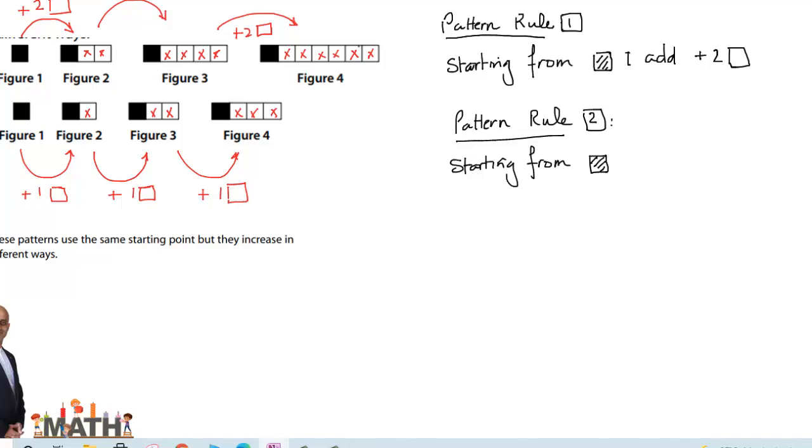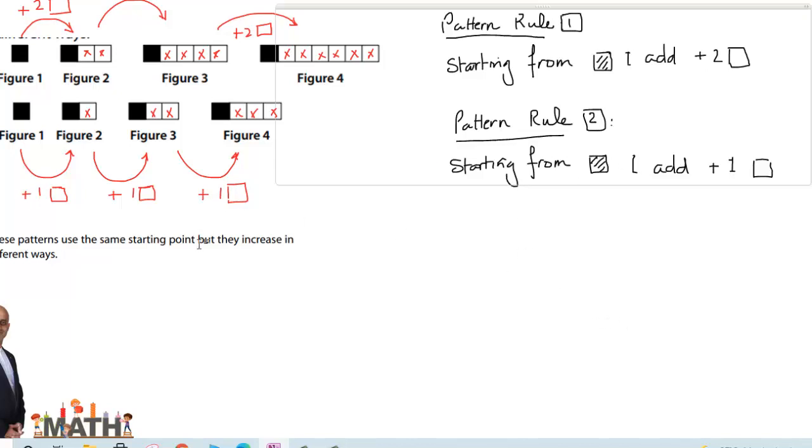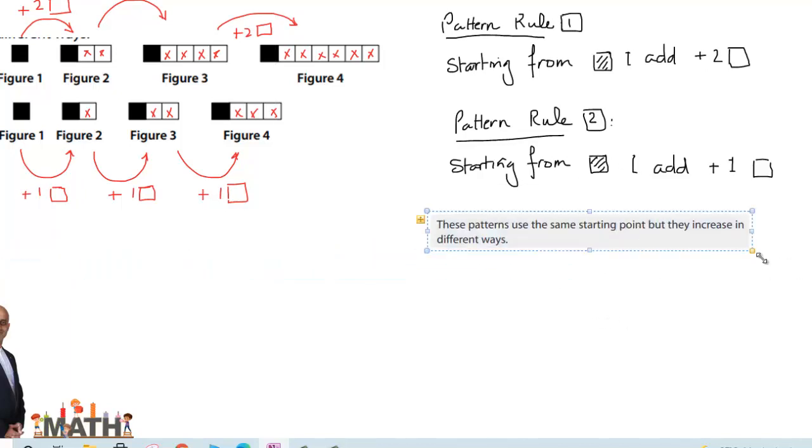So here I can complete the pattern rule. I say starting from one dark block, I add only one white block. So now the question, compare between the two patterns. Here is the answer. This is the answer.